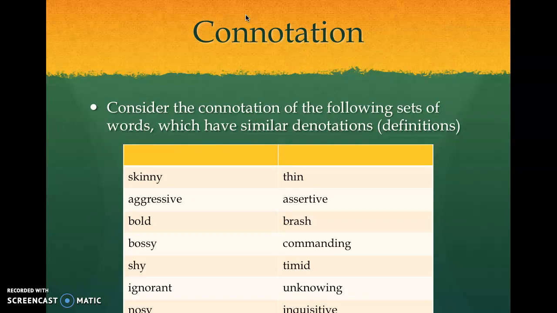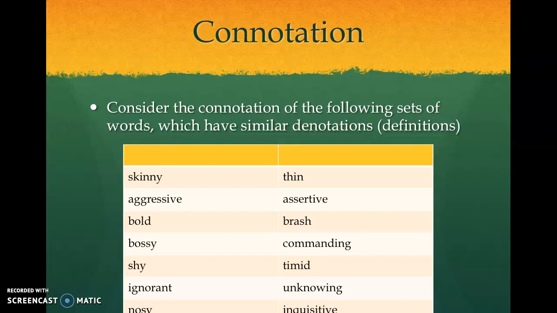Connotation can be positive, negative, or neutral. Some words don't really have a connotation. Let's take a look at some examples. On the left here, you have a series of words, and on the right, you have a similar word to the word on the left, and both have similar denotations or definitions, but the connotation is different.